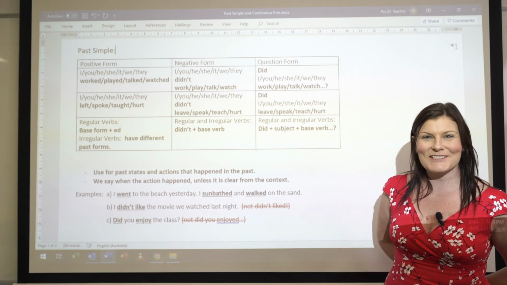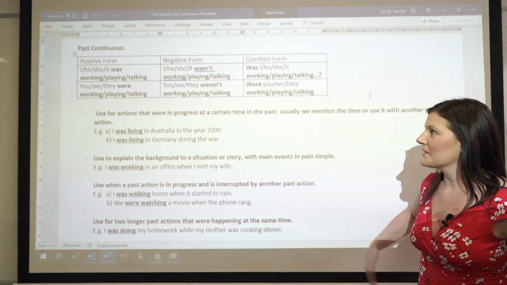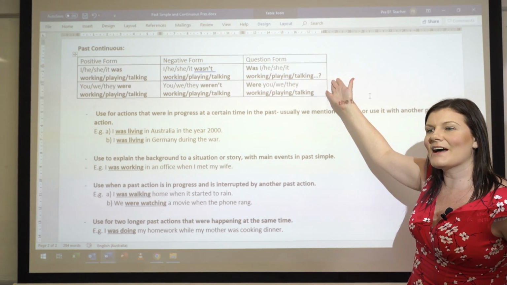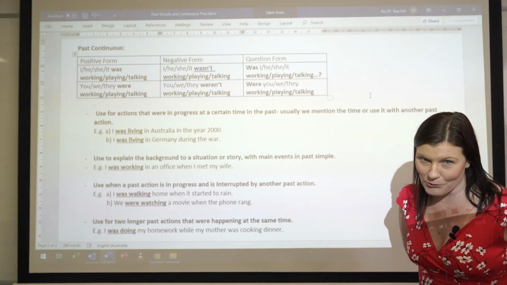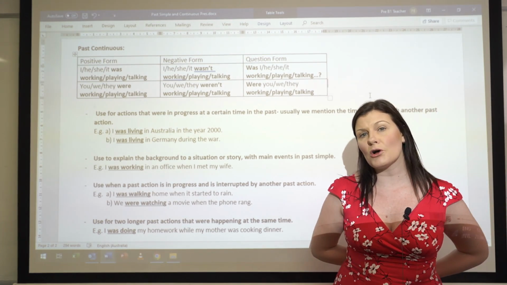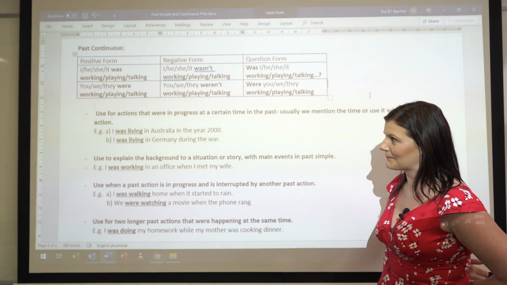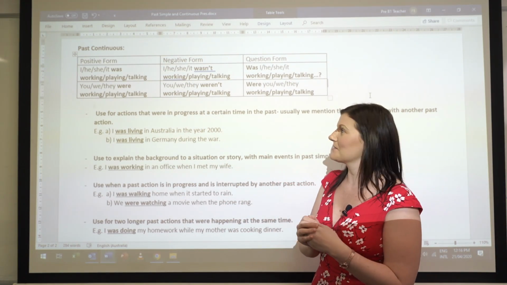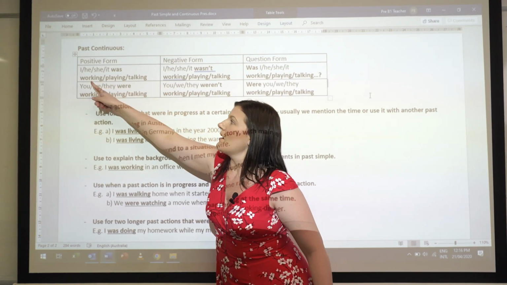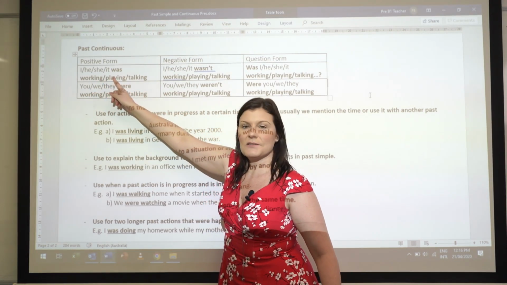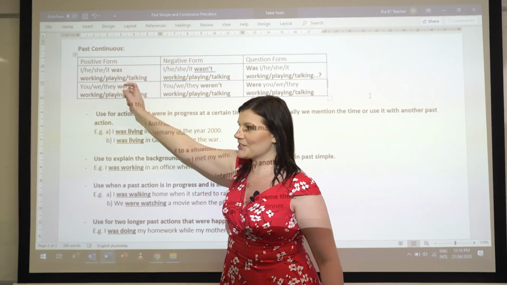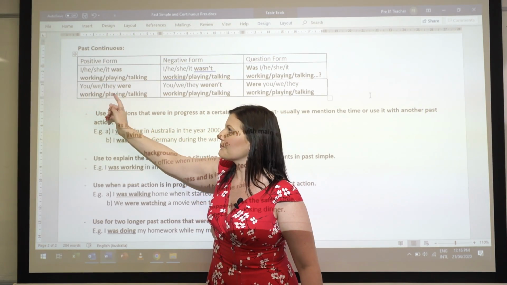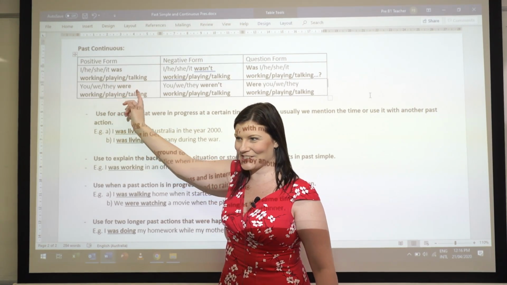So let's move on to past continuous. Past continuous, as you can see in this table, we form by using a be verb plus -ing. Now we use the past form of the be verb. So we'll be using was or were plus -ing. Remember, with your subject, it's different for past continuous. With the subjects I, he, she, and it, we use was plus -ing. And for subjects you, we, and they, we use were plus -ing.